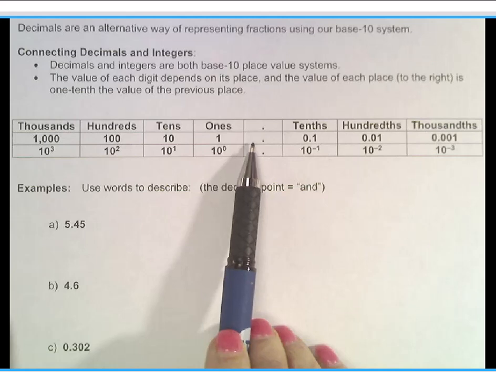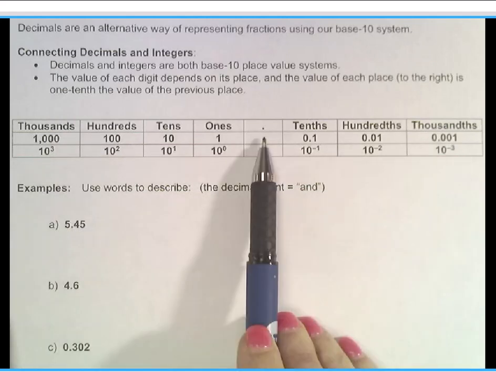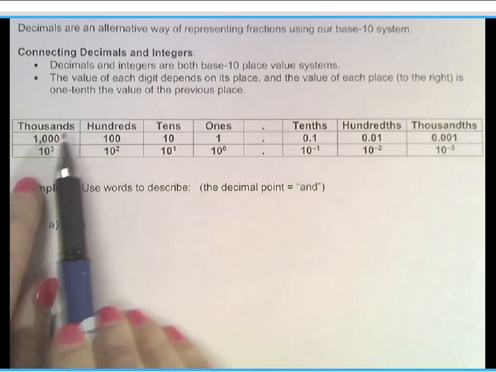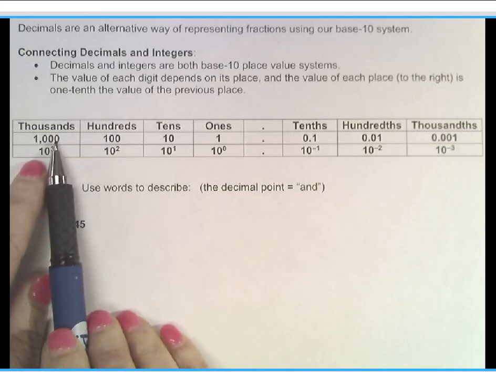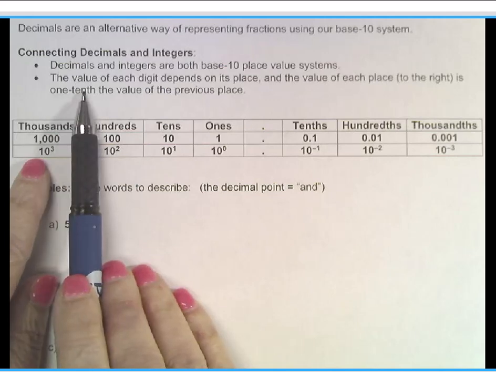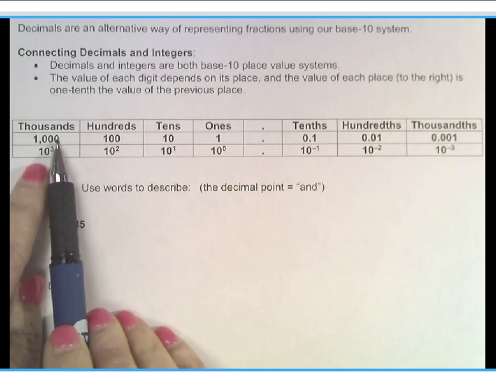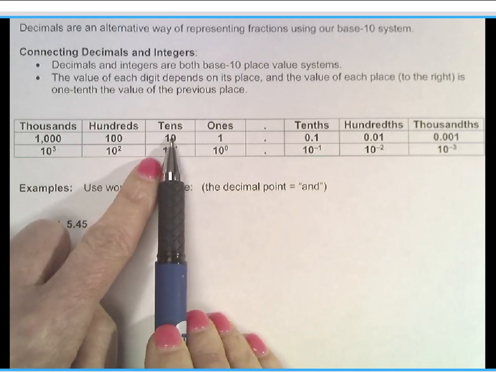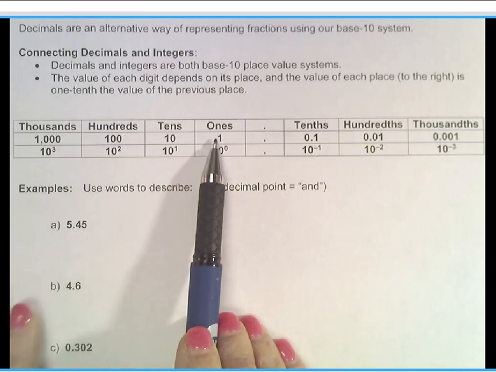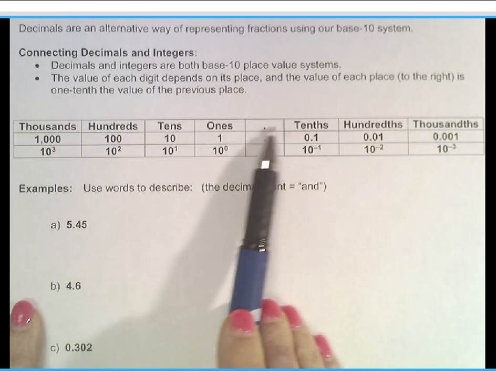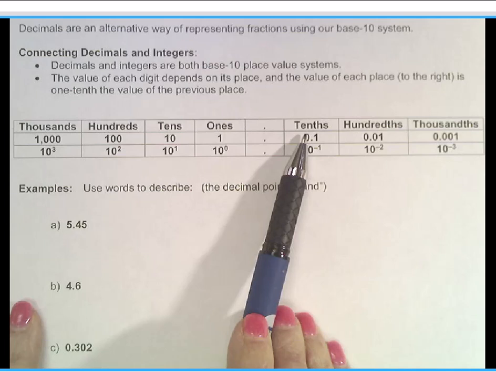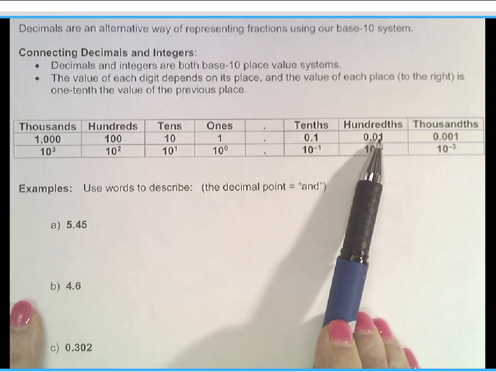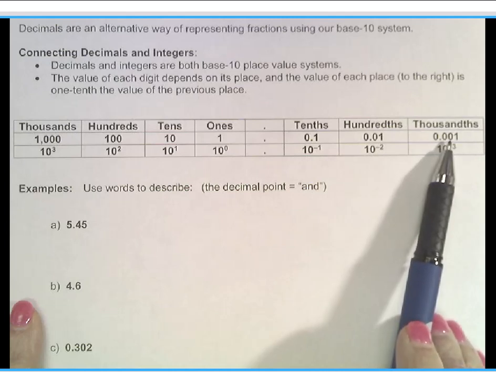But now as we move to the right, we go past the decimal point. We got to talk about how to talk about these numbers. So this 1/10 the value, that's like 1/10 is like dividing by 10. So 1,000 divided by 10 is 100. 100 divided by 10 is 10. 10 divided by 10 is 1. 1 divided by 10 is 1/10. If you divide again, you get 1/100th. If you divide again, you get 1/1000th.